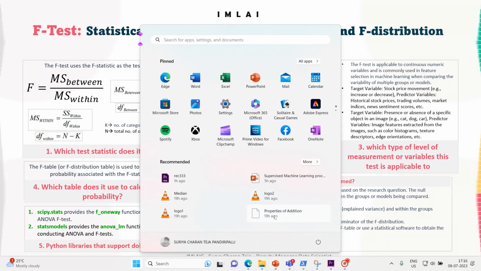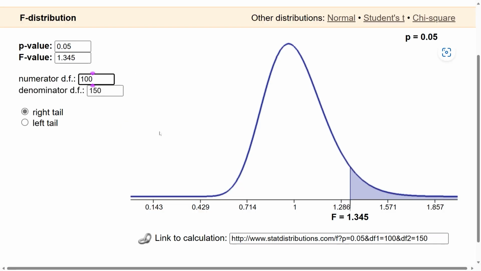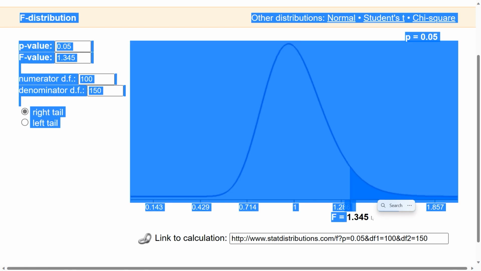So let's take this example. Let's try to demonstrate here. We have taken the level of significance as 0.05, and I'm going with the right tail first. In that case, my critical F value is 1.345.